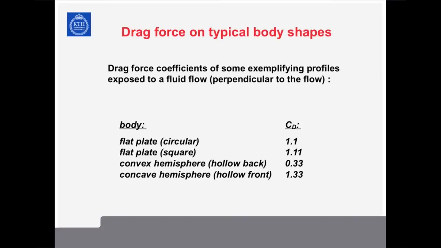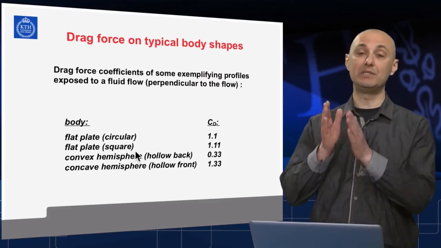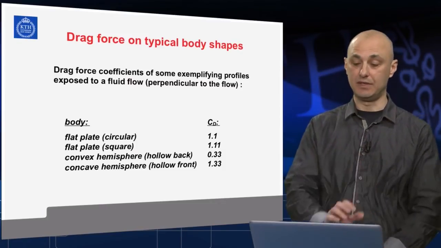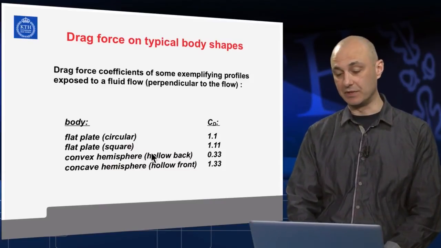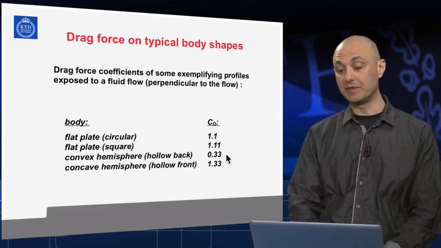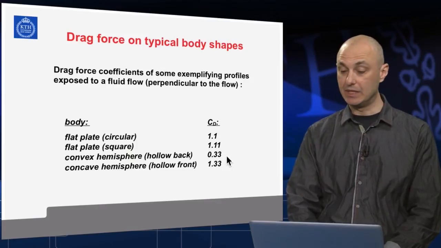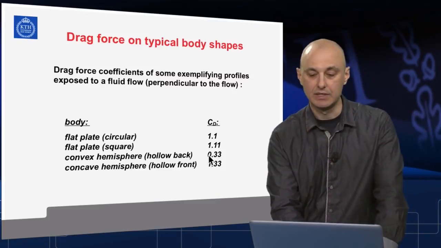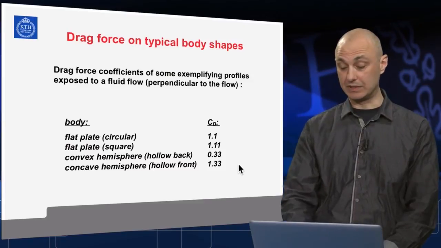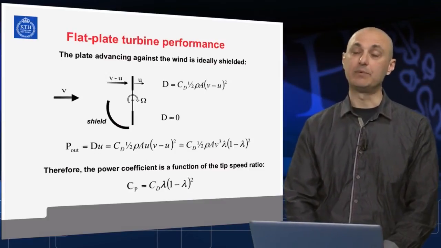If we have a flat plate with its flat section facing the wind, the drag coefficient would be approximately 1.1. If the edges are a bit rougher of the flat plate, the drag coefficient would slightly grow. If we have a typical hemisphere cut and with the hollow part facing the fluid, with the rounded part facing the fluid while the hollow section is backwards, the drag coefficient would be somewhat around 0.33. If we turn around the cup with the hollow part facing the fluid, the drag force coefficient would be approximately 1.33. And this is exactly what the cup anemometer is exploiting.